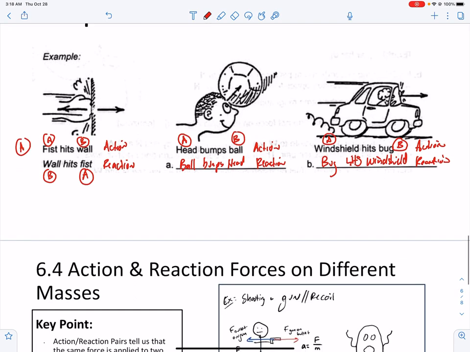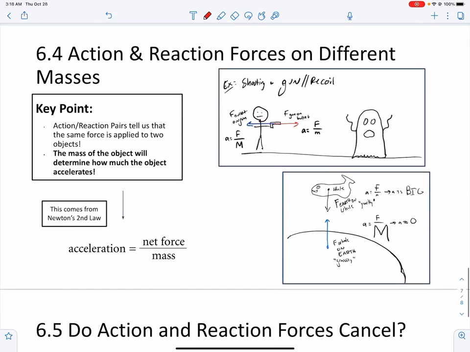Okay, and so with all of these action-reaction pairs, the same magnitude of the force is applied to both objects, right? When I'm standing on the ground, I'm pushing on the ground with my weight, and the ground is pushing up on me equal to my weight, so I don't start sinking into the ground. But what if we have different masses? That's kind of the key question.